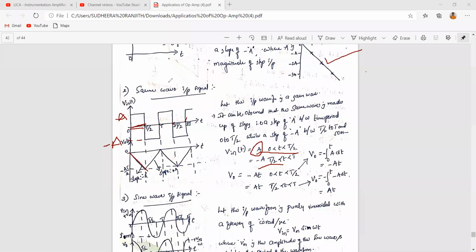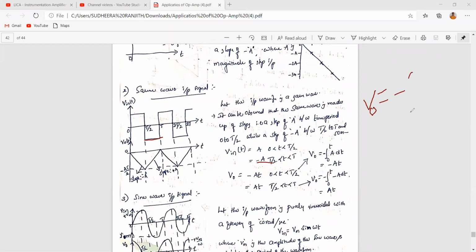Similar to this one. Generally, the step signal was like this, a constant magnitude from 0 to infinity. But the square wave is positive from 0 to T by 2, and from T by 2 to T it is negative, right? Then tell me, from T by 2 to T, with input a negative magnitude minus A, what is the output? Positive ramp.